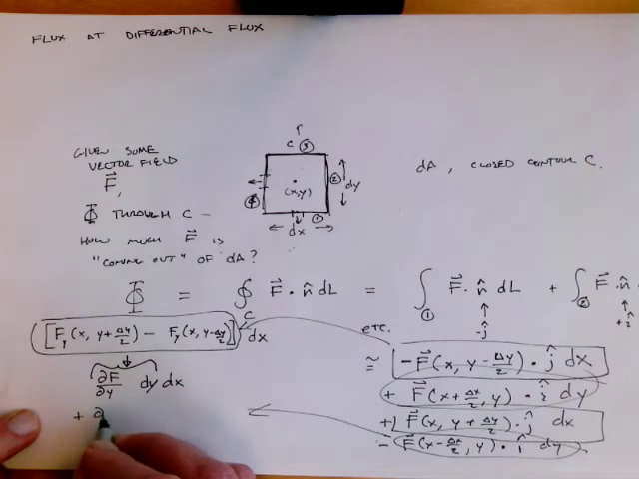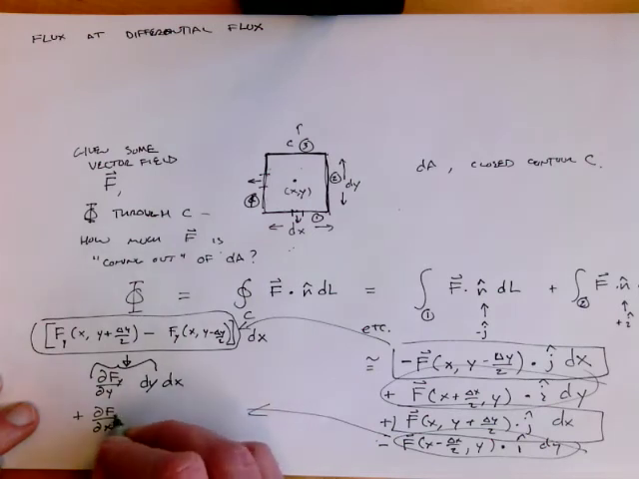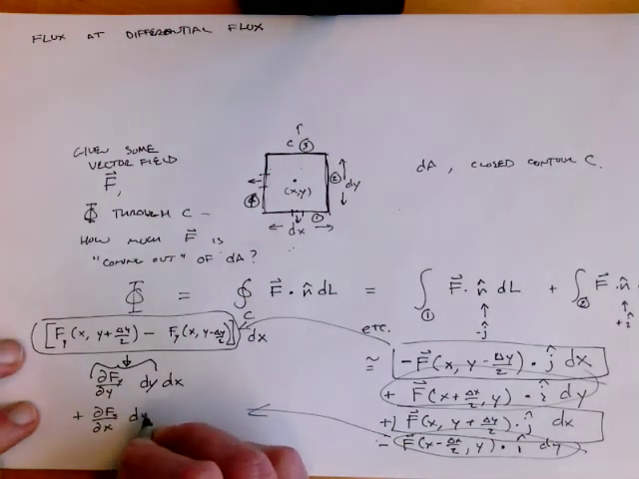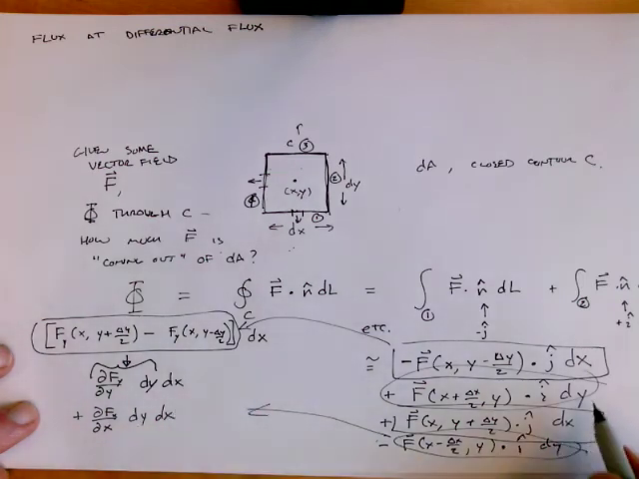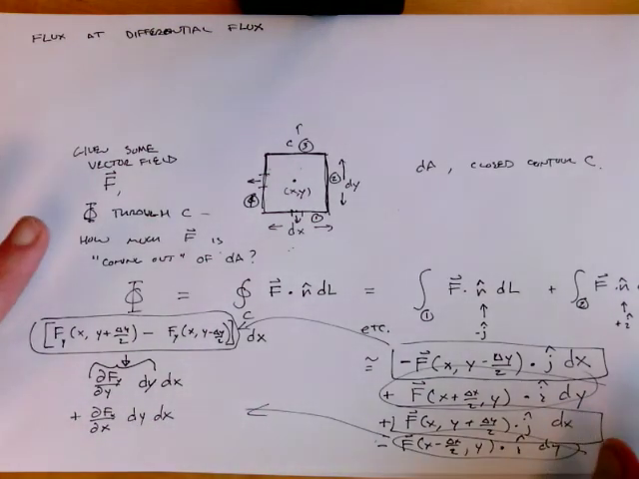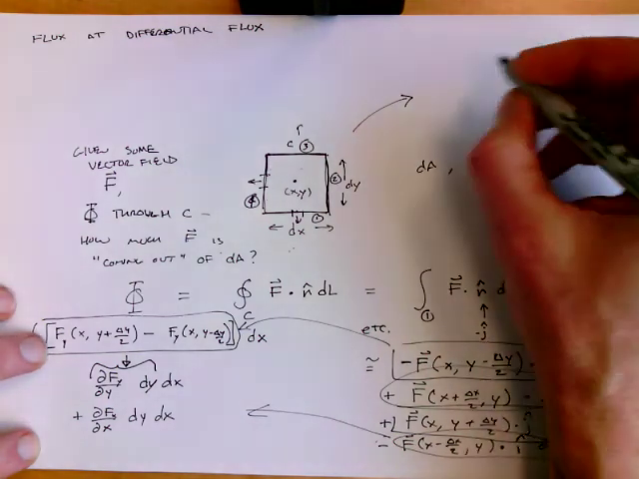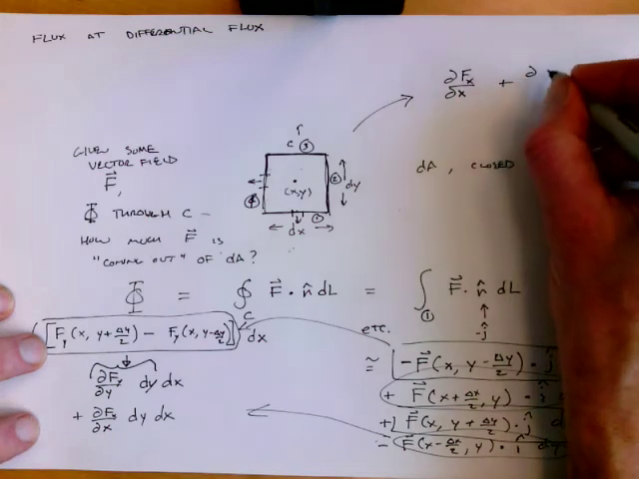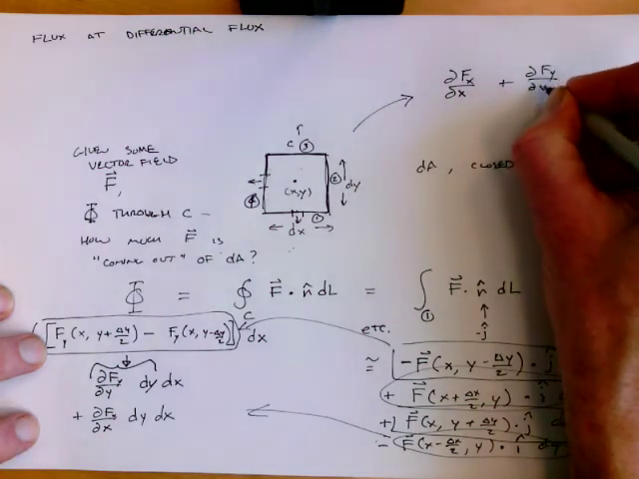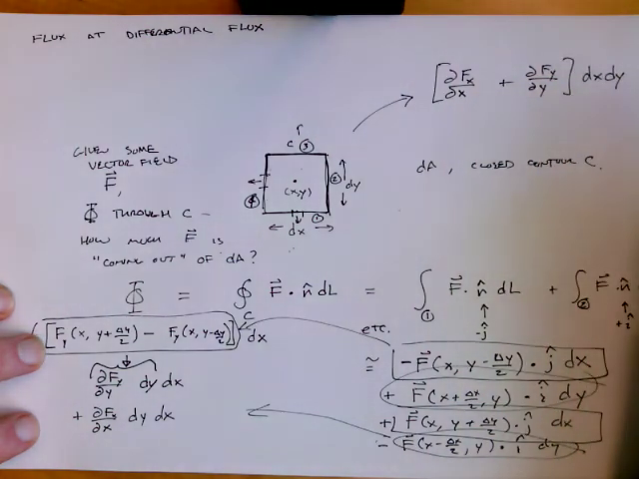And I can do the same thing with this part and this part. I end up getting plus the partial of f with respect to x, and this is the partial of the y component and the partial of the x component, dy dx here, where the partial with respect to x times dx is the stuff inside, and then I pick up the dy from here as well. So I can think about the total flux out of this chunk as simply the partial of the x component with respect to x plus the partial of the y component of f with respect to y, all times dx dy.